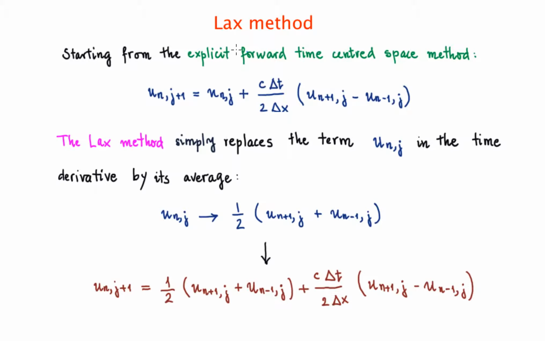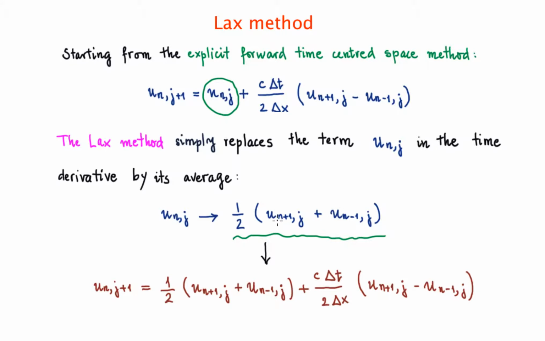So in this method, which is called the Lax method, simply what we are going to do is replace the u_j^n term, this term here, which arises from the finite difference representation of the time derivative, which is connecting these two values, by its average, by this one. So you are going to make this replacement.